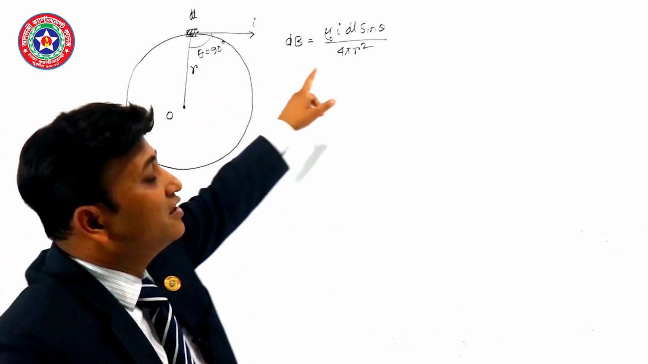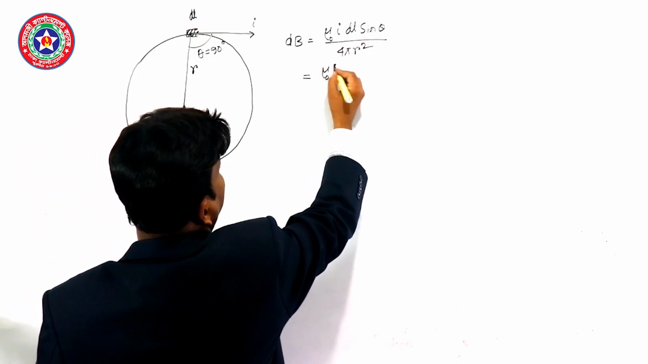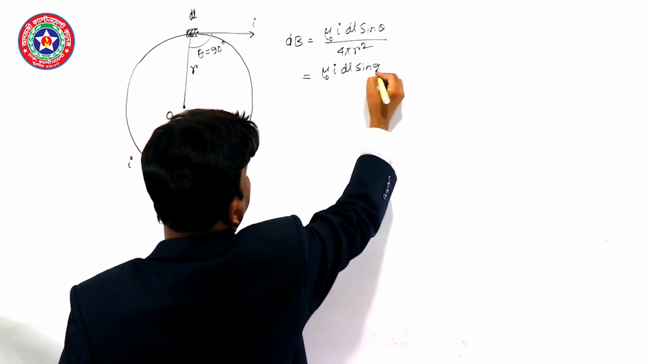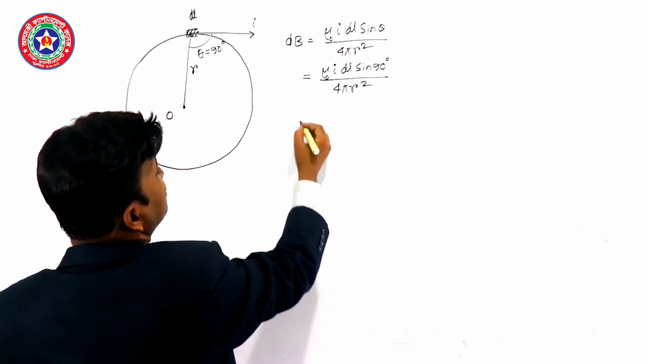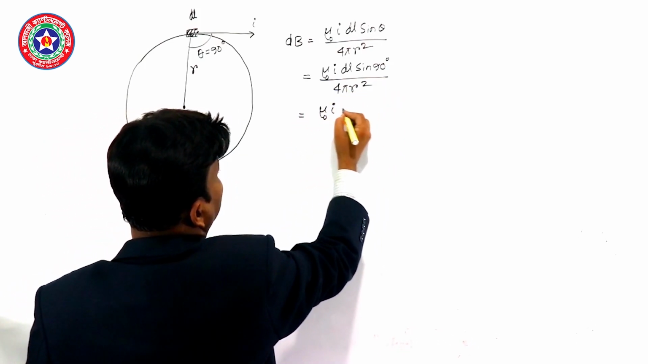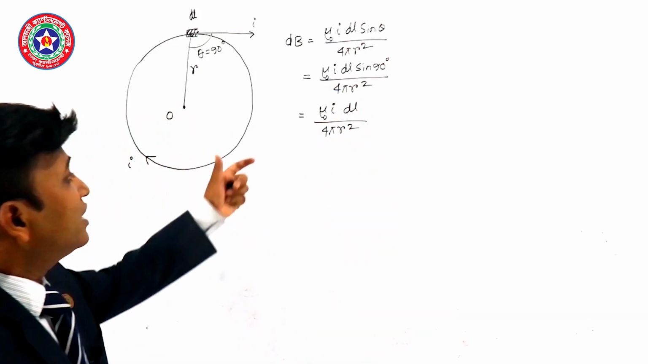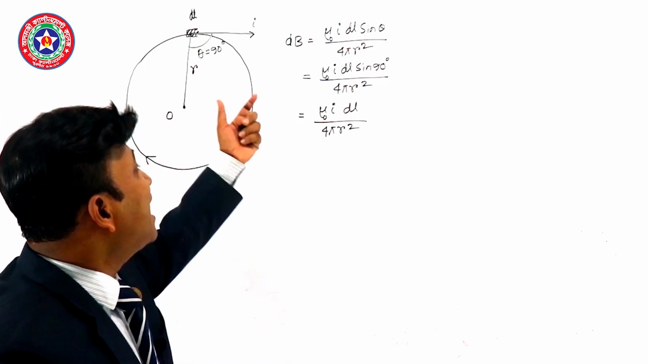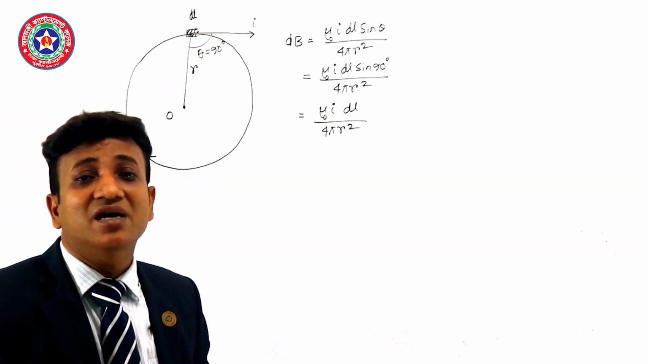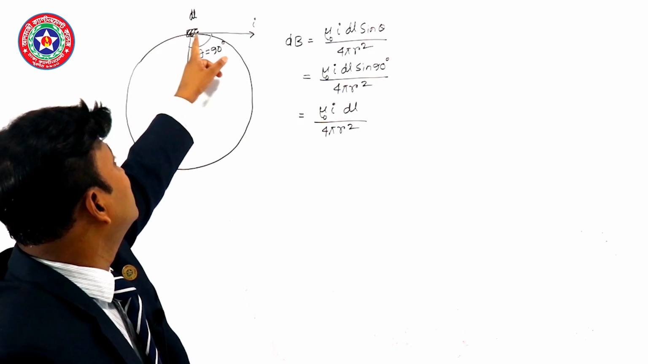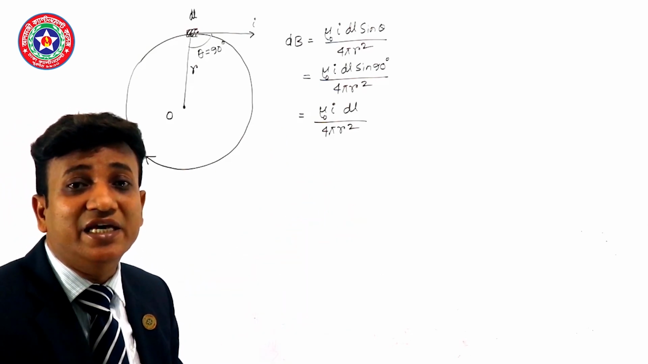So we can put the value θ as 90 degrees and get μ₀ I dl sin 90° divided by 4π r². Next we can write μ₀ I dl by 4π r². This equation is the magnetic field due to the length dl. Now we want to get the magnetic field due to the total length of this coil. Then we have to integrate this equation.